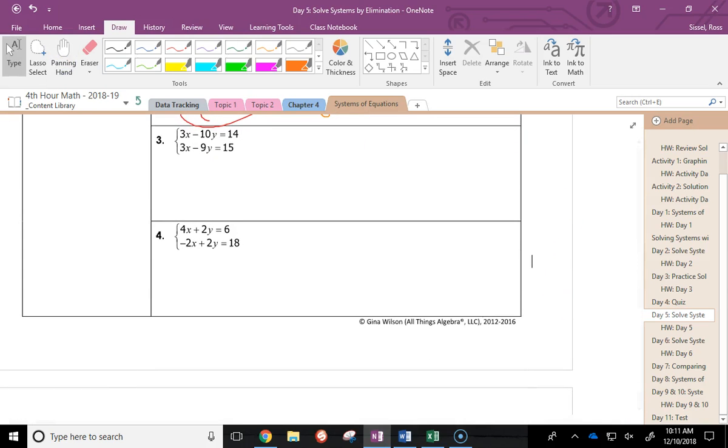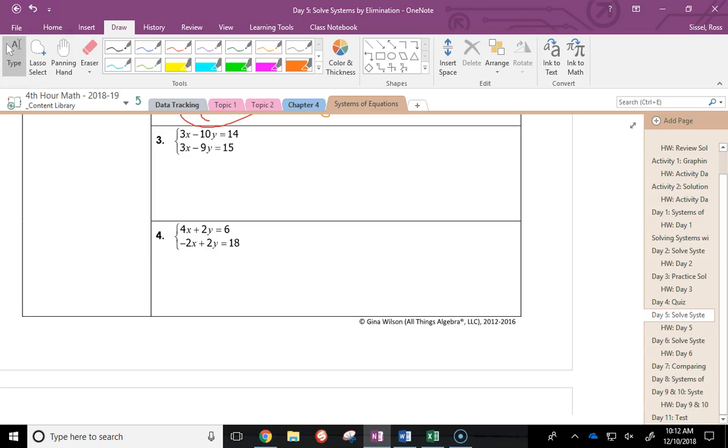Okay, number 3. Raise your hand if you can tell me which variable are we going to be eliminating, meaning which variable, x or y, has the same coefficients. Do not shout it out. Raise your hand that you know which one we're going to be doing. Kate. Good. The x's. We have 3x, we have 3x.